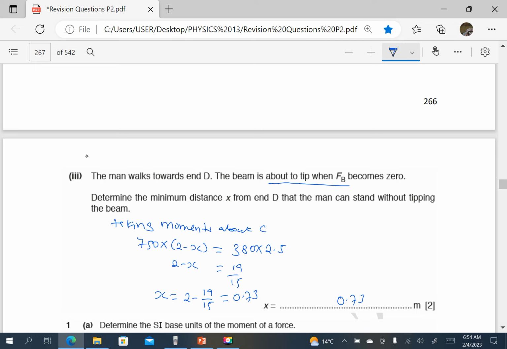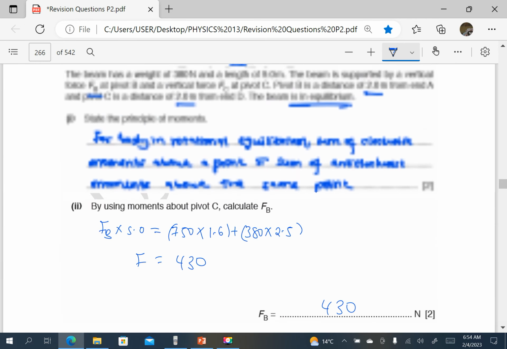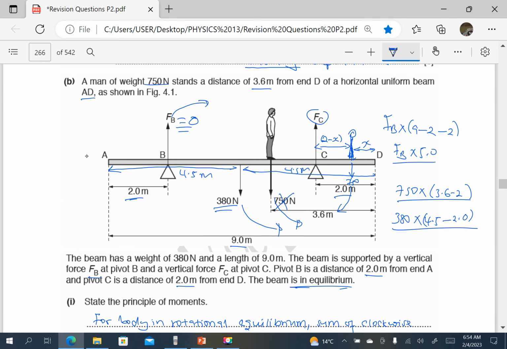By the alternative, we would take moments about D. In that case, FC will have a moment which is clockwise. Then the man will have a moment which is anti-clockwise about D, and then 380 newtons will have a moment about D which is anti-clockwise. So let me try to take moments about D.